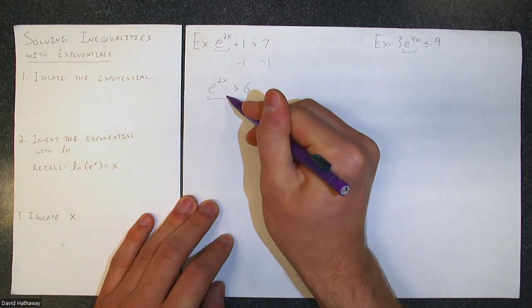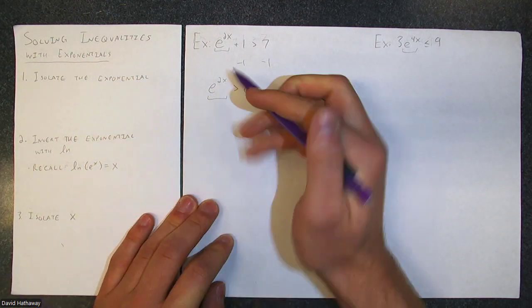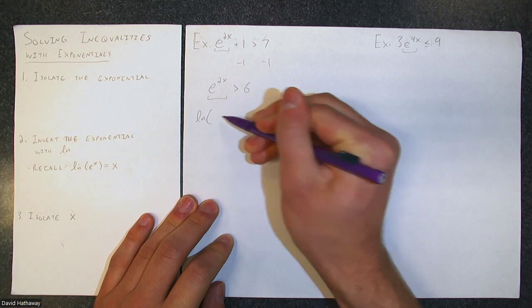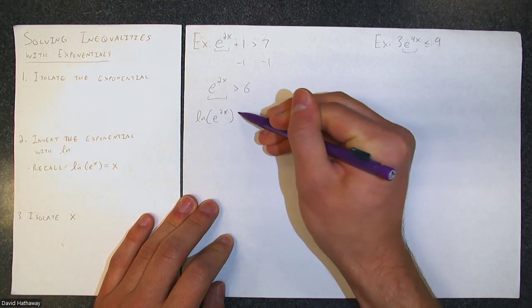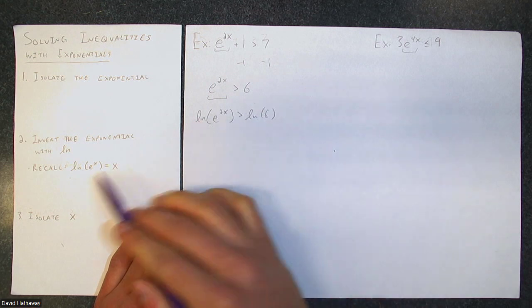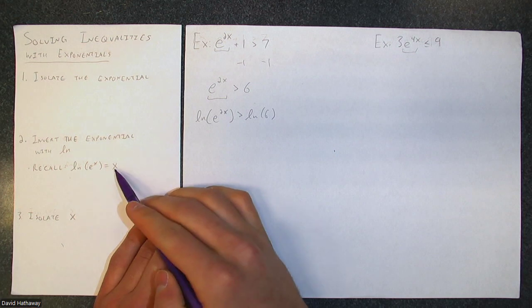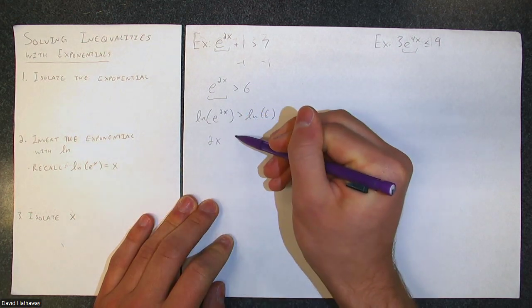Now that we have our exponential isolated, we can invert with ln. ln of both sides of the equation keeps the inequality the same. And ln of e to the x is just x, so ln of e to the 2x is 2x.